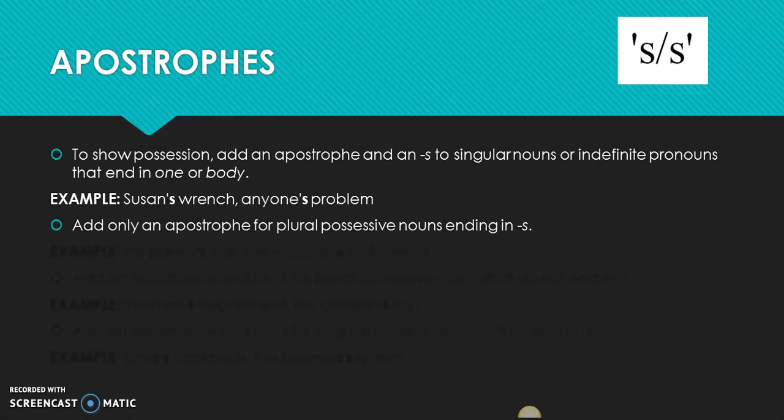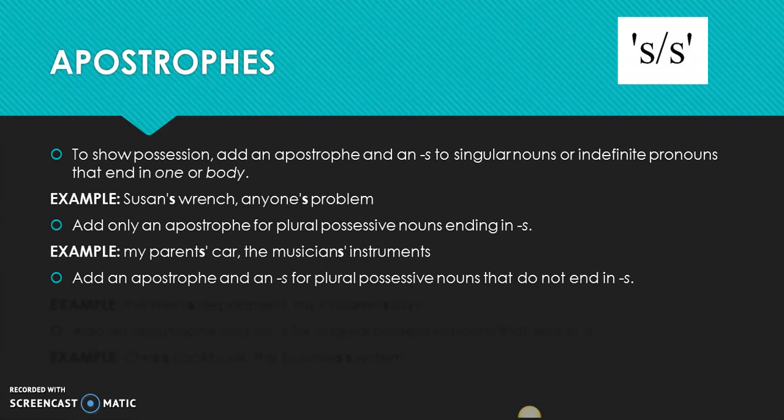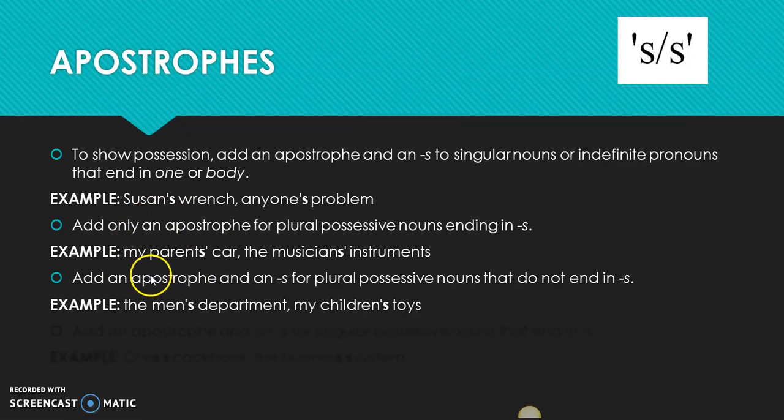Add only an apostrophe for plural possessive nouns ending in S. Example: my parents' car, the musicians' instruments. Add an apostrophe and an S for plural possessive nouns that do not end in S. Example: the men's department, my children's toys. Though these are irregular plurals and they don't end in S, we need to add apostrophe S to show possession.